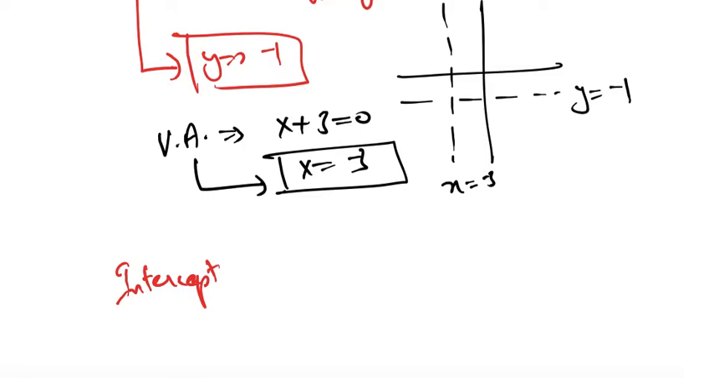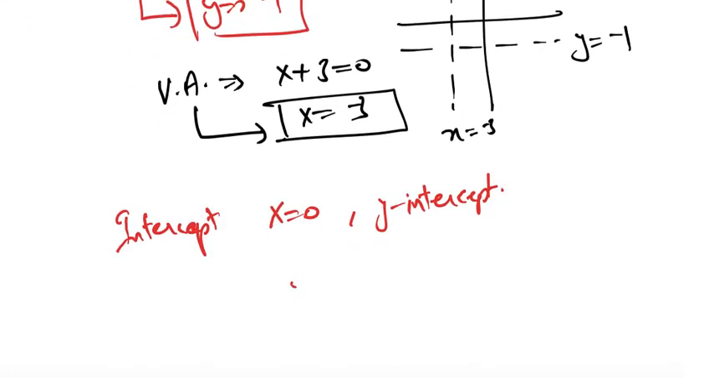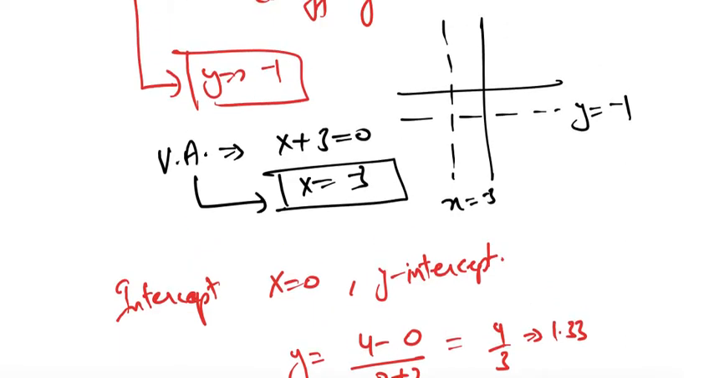For that, we will plug in x equal to 0 to find the y-intercept. So when we put x equal to 0, y equals (4 minus 0) upon (0 plus 3), because x is 0. So 4 by 3, that is 1.33 something value would be coming. So y is equal to 1.33. Let's say this is the point of y equal to 1.33.